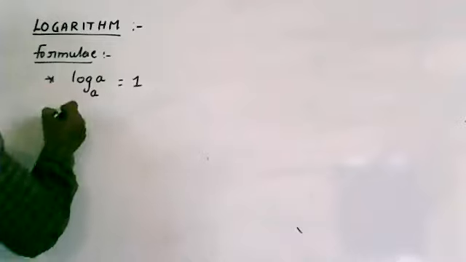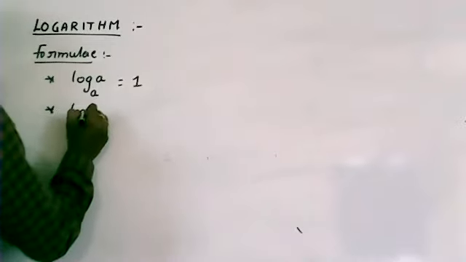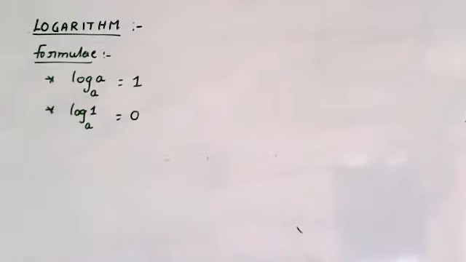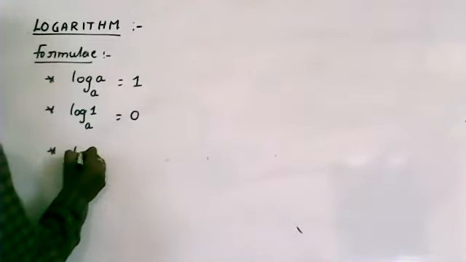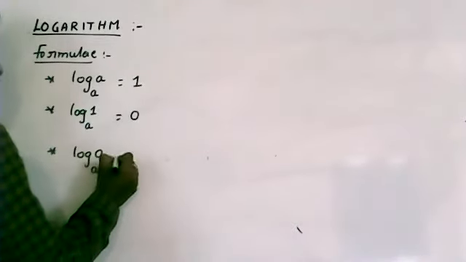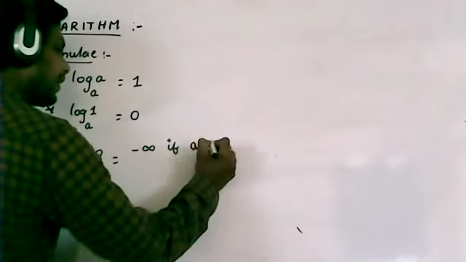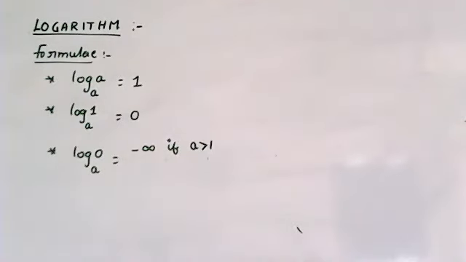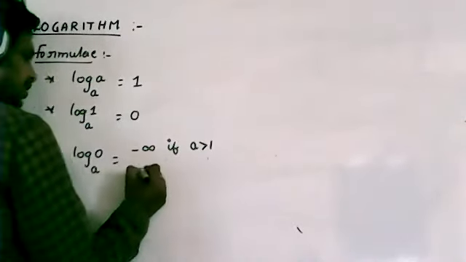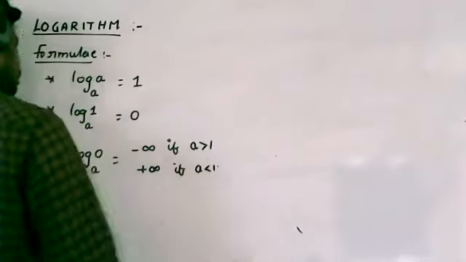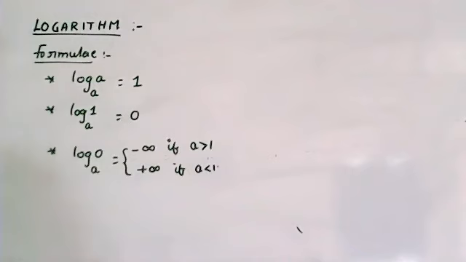Now remember one more point: log 1 to the base a is equal to 0. This is the next formula. And the next one, log 0 to the base a is equal to minus infinity if a is greater than 1, and plus infinity if a is less than 1. So these two are the formulas for log 0.